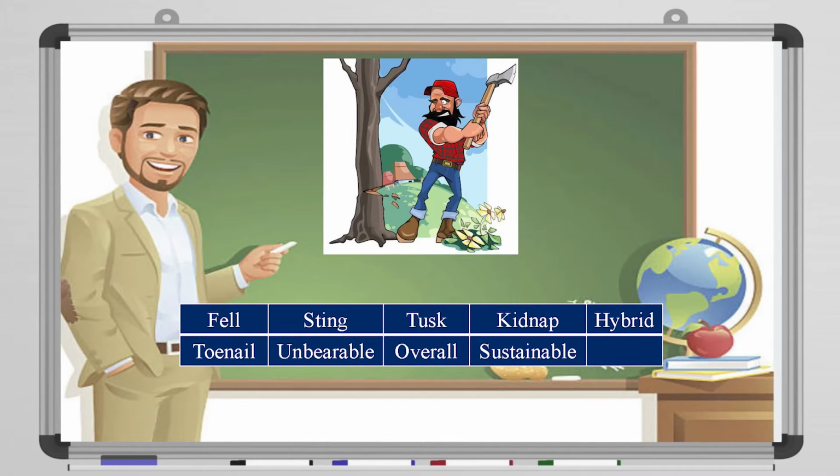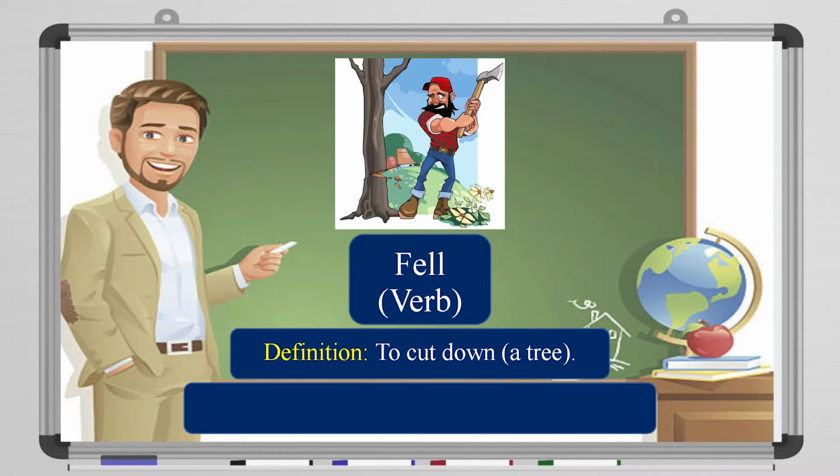So, I have a picture of someone who's cutting down a tree. So when someone cuts down a tree, what is he doing? It is fell. Very good. So fell is a verb, and it means to cut down a tree. So for example, you need a strong axe to fell a tree, which means to cut a tree. Did you get that one? Let's look at the next one.